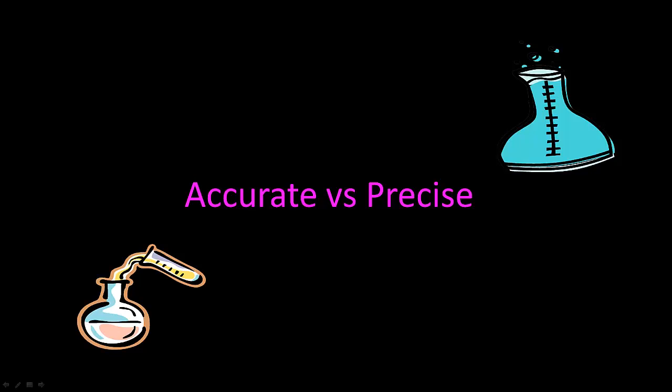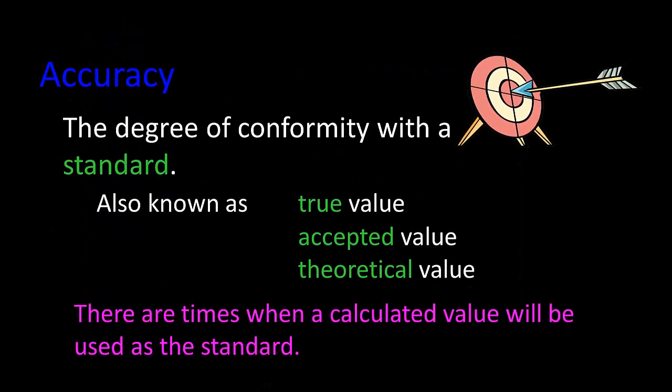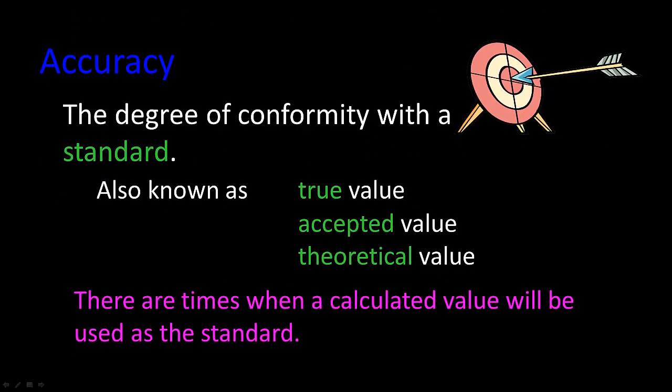Hello, Chem students. Today we are discussing the differences between accurate and precise. Accuracy is the degree of conformity with a standard or how close a number is to its accepted value. Standards are also known as true, accepted, or theoretical values.